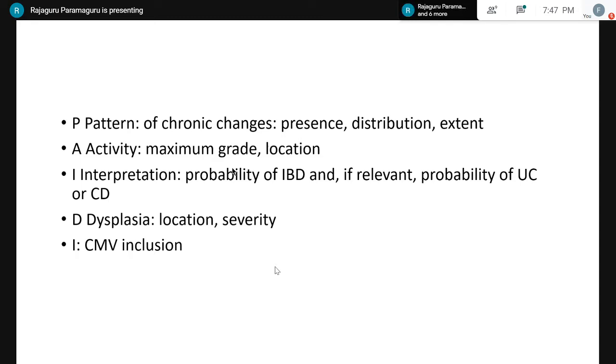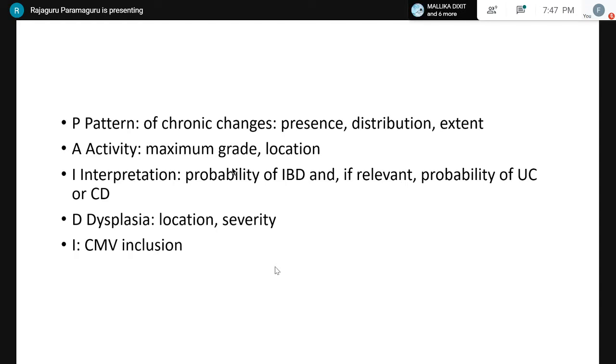So this has to be mentioned, because when it is ulcerative colitis, the biopsied site is going to show changes which will be seen uniformly in all the biopsy fragments. But when it comes to Crohn's disease, it might show patchy and focal involvement at that particular site of biopsy.